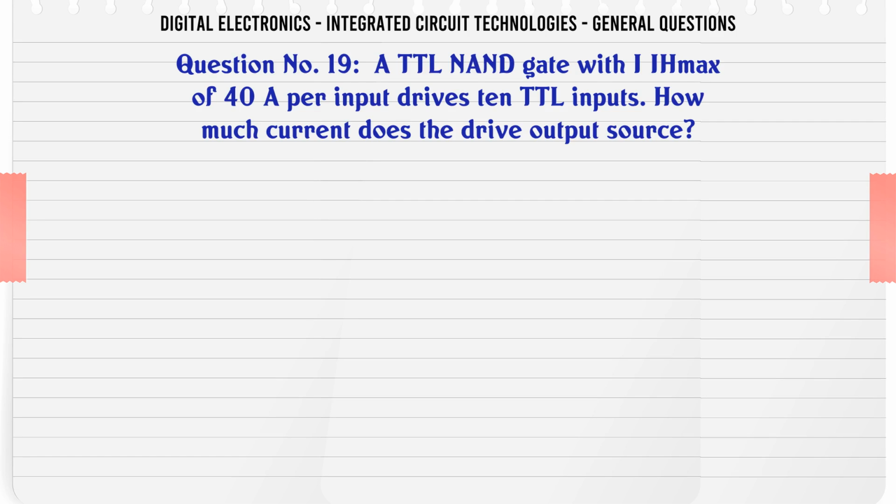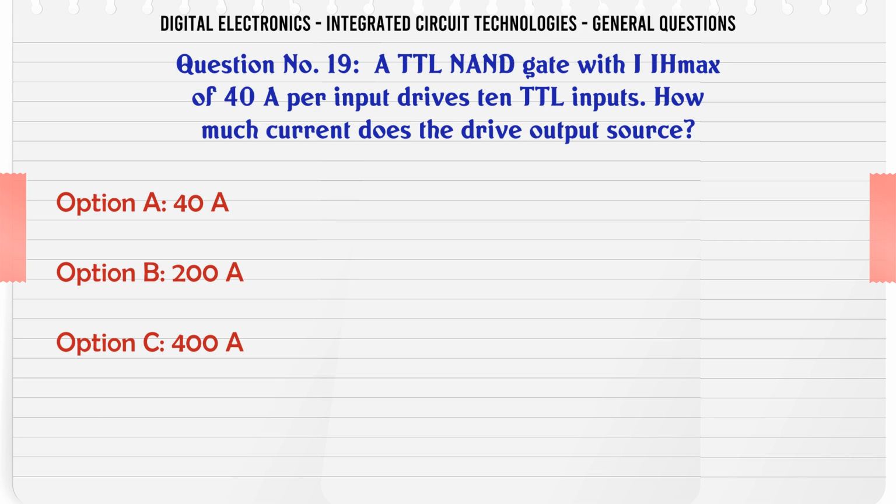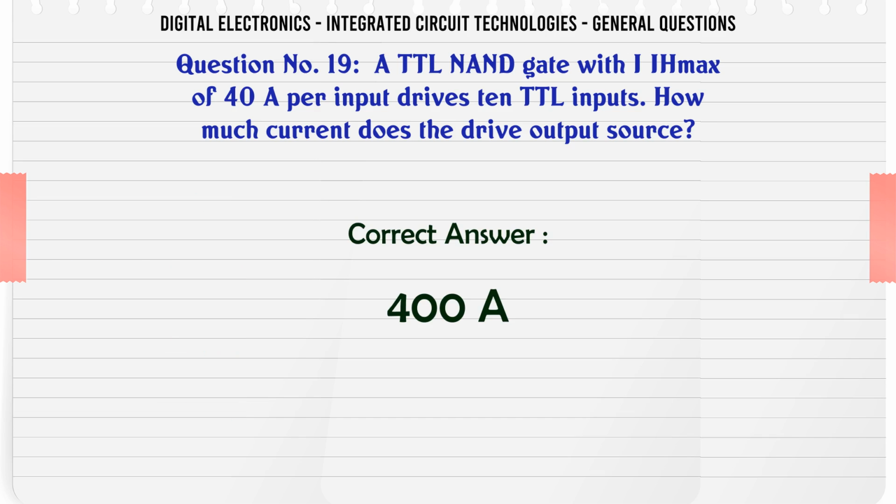A TTL NAND gate with IIHmax of 40 µA per input drives 10 TTL inputs. How much current does the drive output source? A, 40 µA. B, 200 µA. C, 400 µA. D, 800 µA. The correct answer is 400 µA.